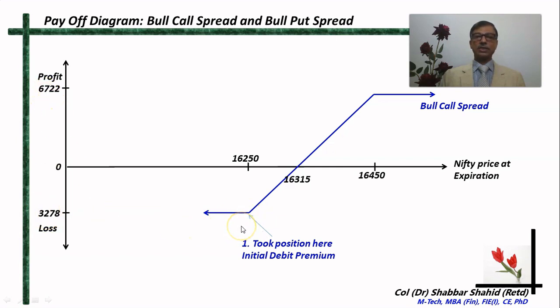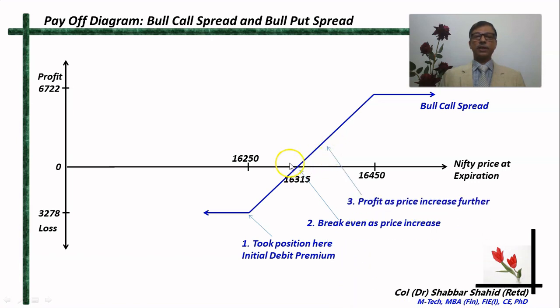Just try and understand the concept that when you entered into the spread, you had to pay this much money from your pocket. All right. Then as the price of Nifty increased, at some point you became break even because you started gaining. The moment Nifty started going up, you started gaining, and at some point it became break even, no profit, no loss. And as Nifty increased further, you started gaining a profit.